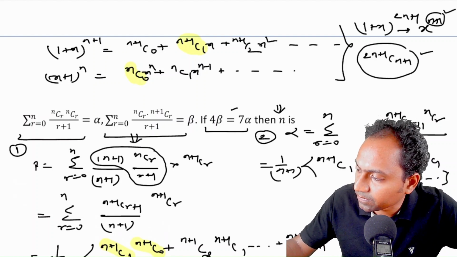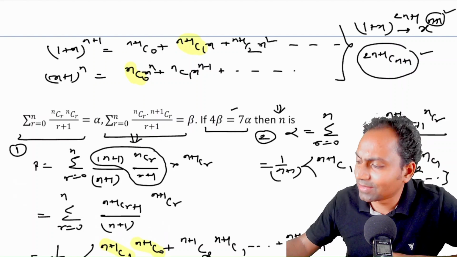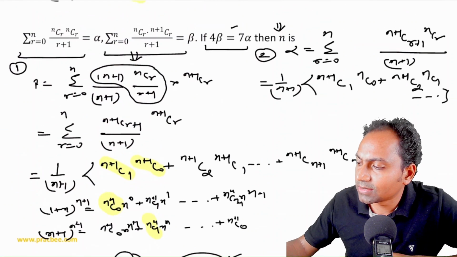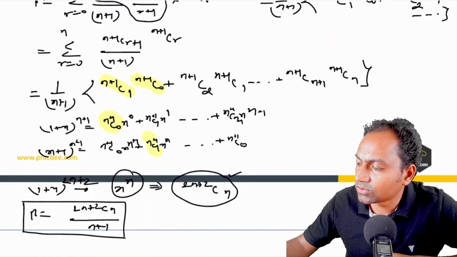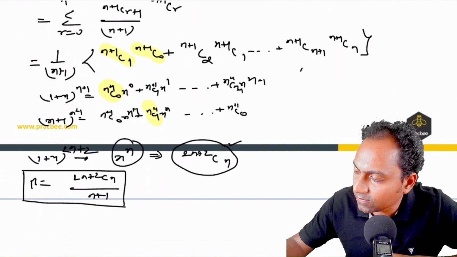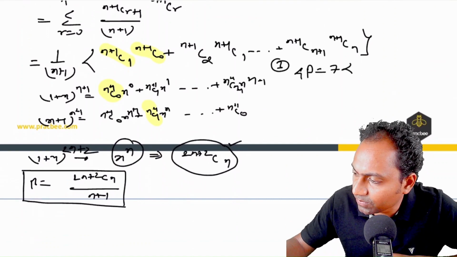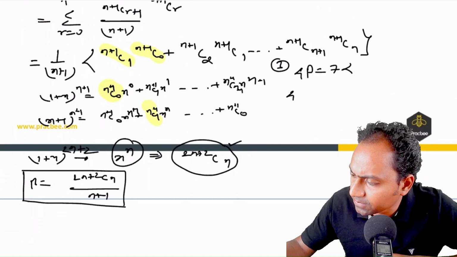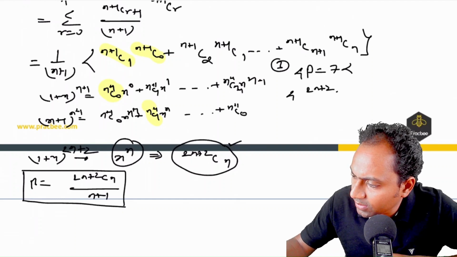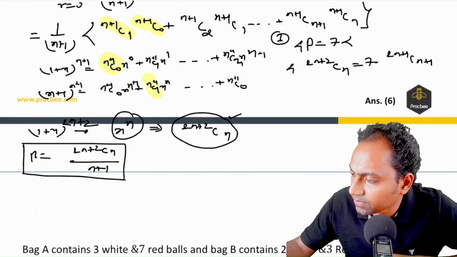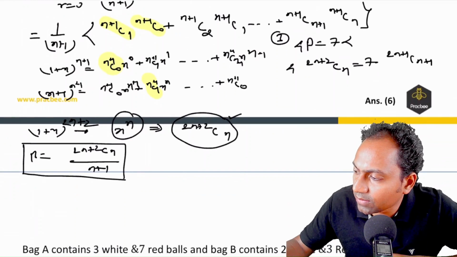Now once you have written that, what you can do here is basically compare both the terms. So what they are asking is the ratio: 4 beta is equal to 7 alpha. So 4 beta will become nothing but 4 into 2n plus 2 Cn is equal to 7 alpha, and alpha came out to be 2n plus 1 C n plus 1. So now from here we can simplify it a little bit.